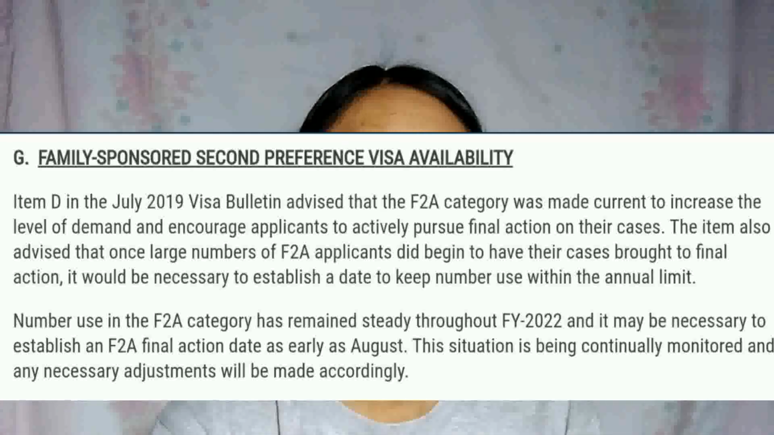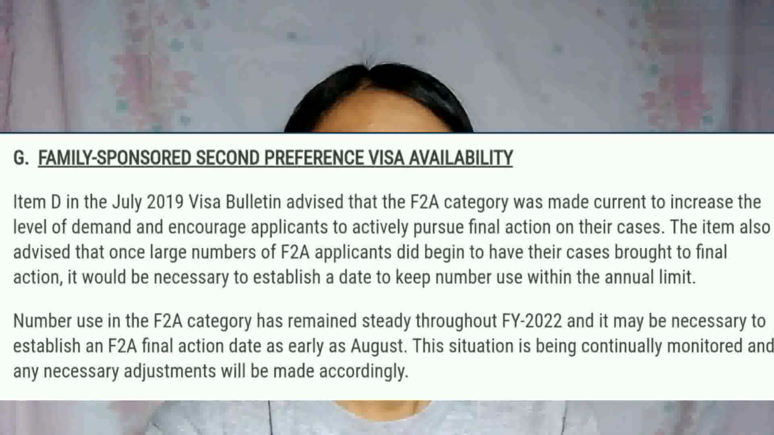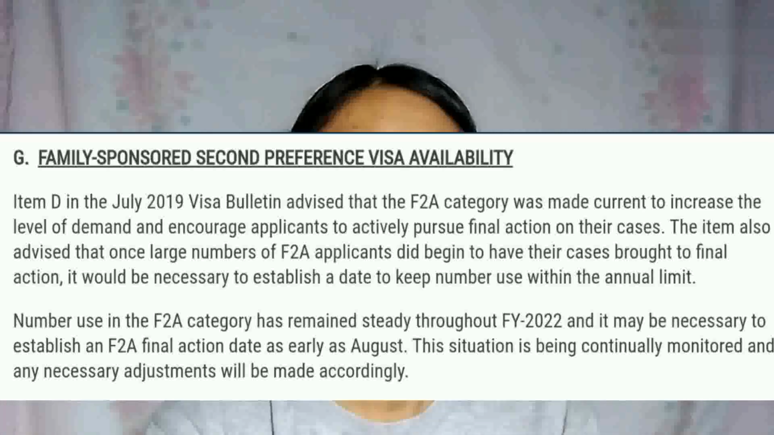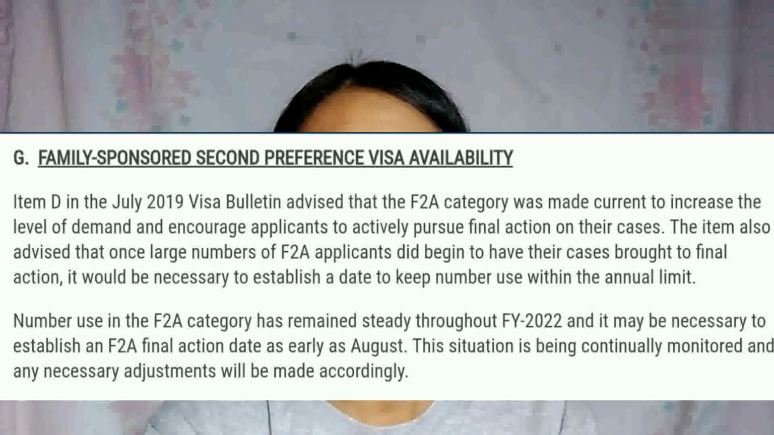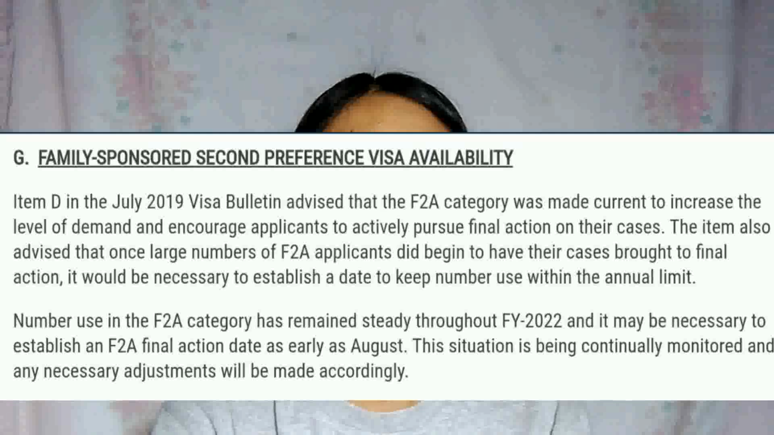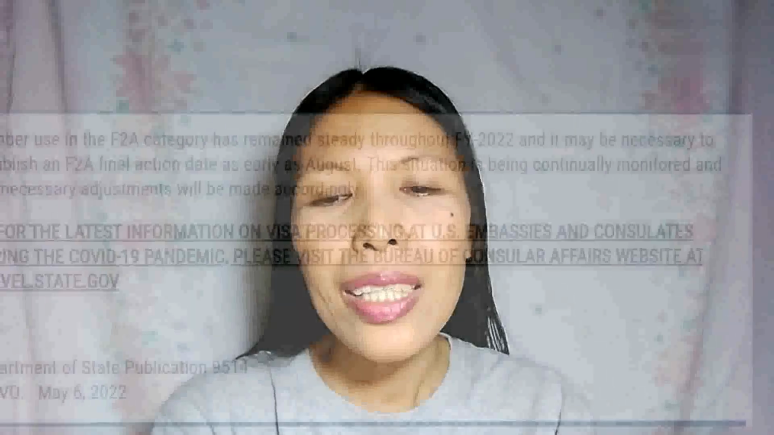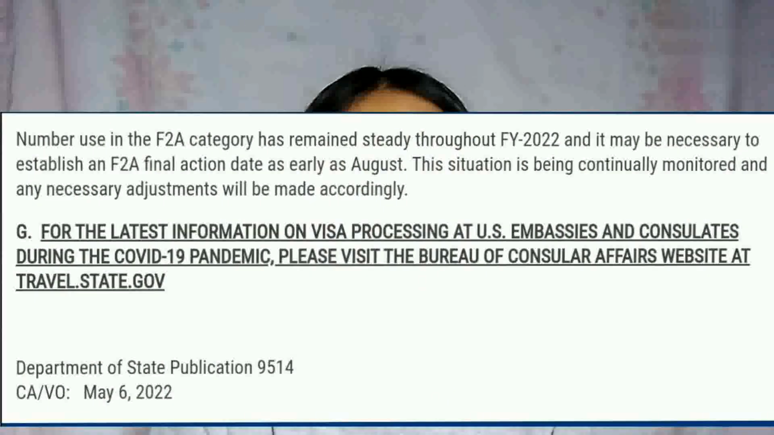Number use in the F2A category has remained steady throughout fiscal year 2022, and it may be necessary to establish an F2A final action date as early as August. This situation is being continually monitored and any necessary adjustments will be made accordingly. For the latest information on visa processing at U.S. embassies and consulates during the COVID-19 pandemic, please visit the Bureau of Consular Affairs website at travel.state.gov. Department of State publication, May 6, 2022.